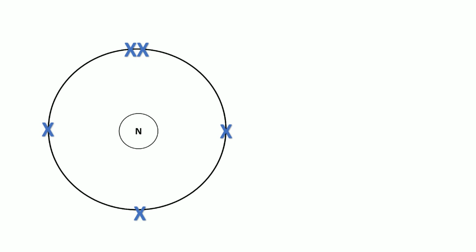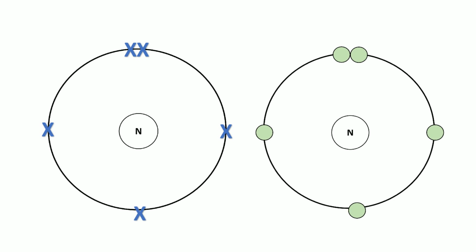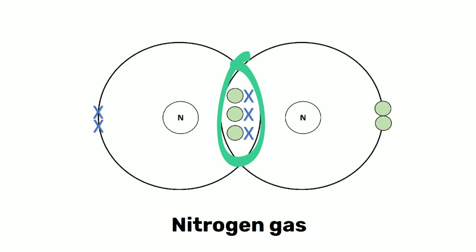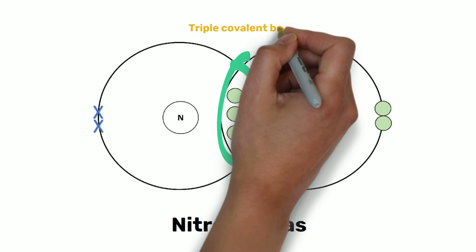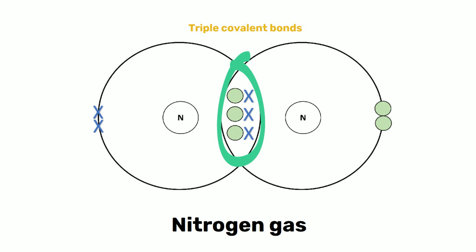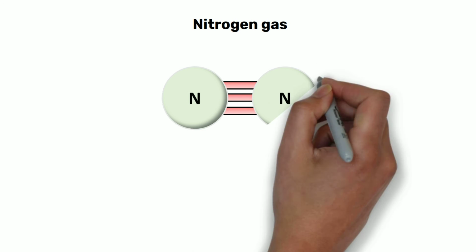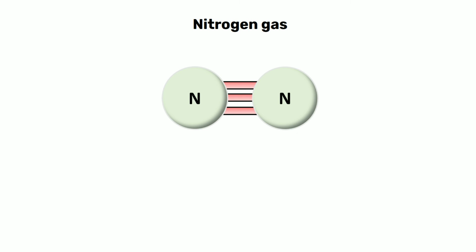So for the nitrogen atom, the valence electrons are represented by the cross, and another where the circle or the dot represents the valence electrons. The joining of the two nitrogen atoms will form nitrogen gas, and the sharing of three pairs of electrons will form a triple covalent bond. This can be represented by three bars between the nitrogen atoms.